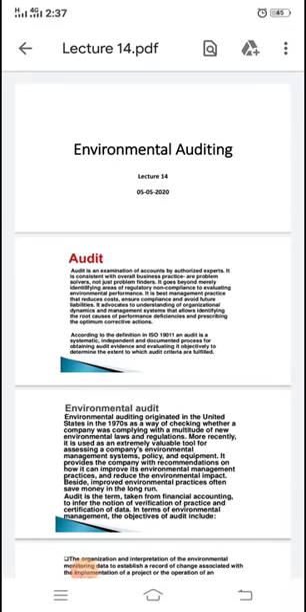Bismillahirrahmanirrahim. Today's lecture will be about environmental auditing, and it is a continuation of a series of ISO 14000, which is covering all the aspects of environmental management. Earlier, we studied environmental management system. Then we also studied environment life cycle assessments.